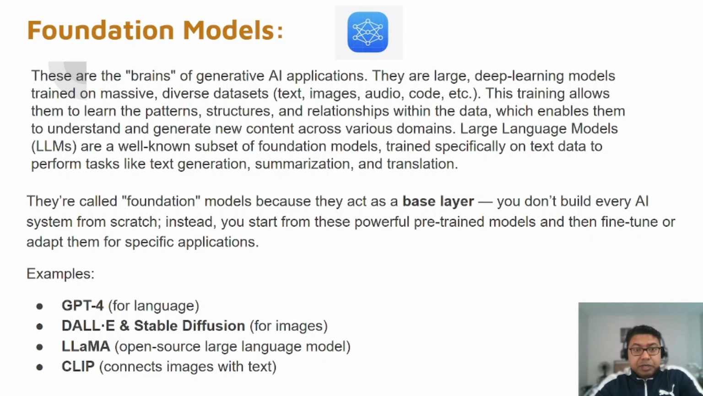Examples are GPT-4. ChatGPT uses this foundation model GPT-4 for text creation. DALL-E and Stable Diffusion are foundation models for image generation. Llama is an open source large language model, so this is another LLM. And CLIP connects images with text. These are a few, but now many more foundation models are coming. So this is the core of generative AI. I hope you understood this part. We'll move to the next one.